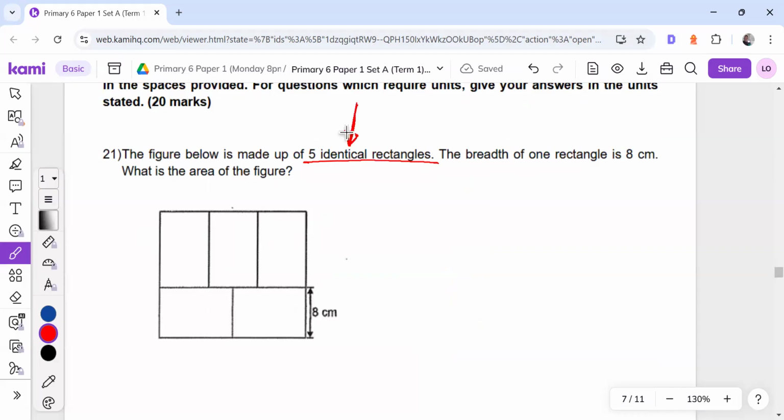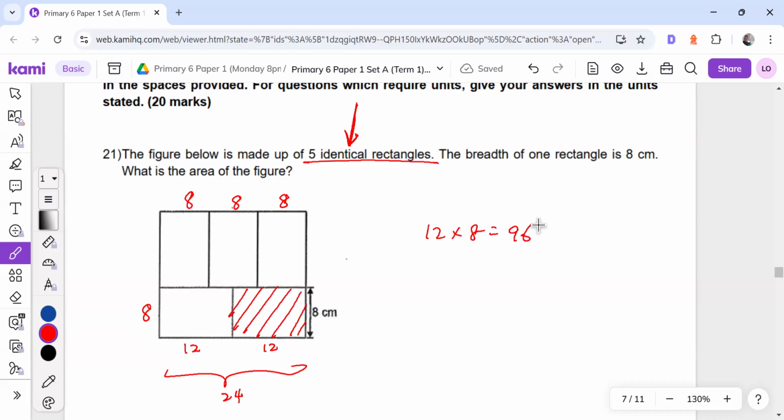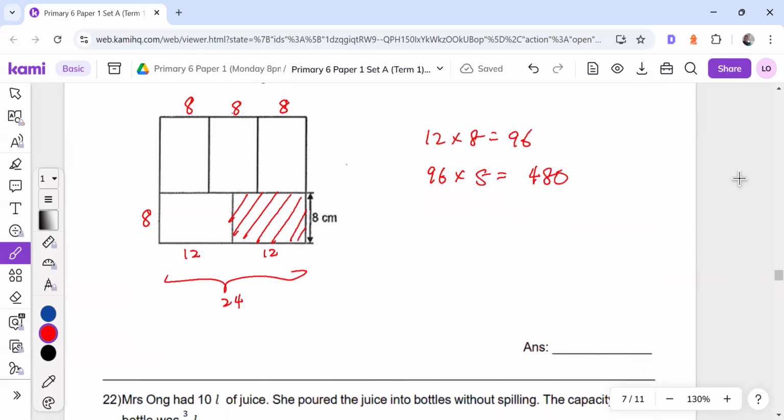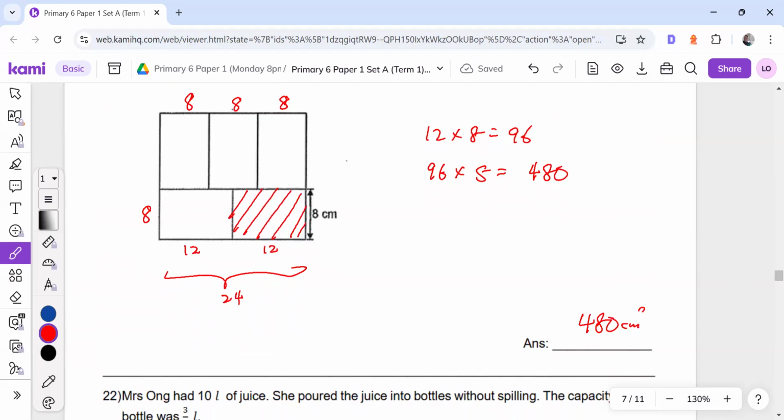It means that it's going to be quite simple because all the rectangles are the same, which means that this is 8, this is 8, this is 8. This is also 8. And then opposite is 8 times 3, 24. So what's the length? The length must be 24 divided by 2, 12, and 12. So what's the area of the whole figure? Well, you can find the area of one rectangle, which is 12 times 8, you get 96. That's one rectangle. There are 5 rectangles, so 96 times 5. And your answer will be 480 centimeters square.